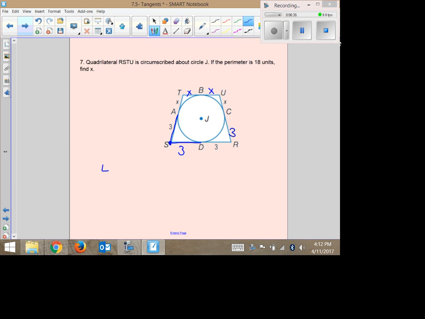So we have 4 times 3 plus 4 x's is going to equal our perimeter of 18. So we'll get 12 plus 4x equals 18. So 4x equals 6. So x is going to equal 6/4 or 3/2.